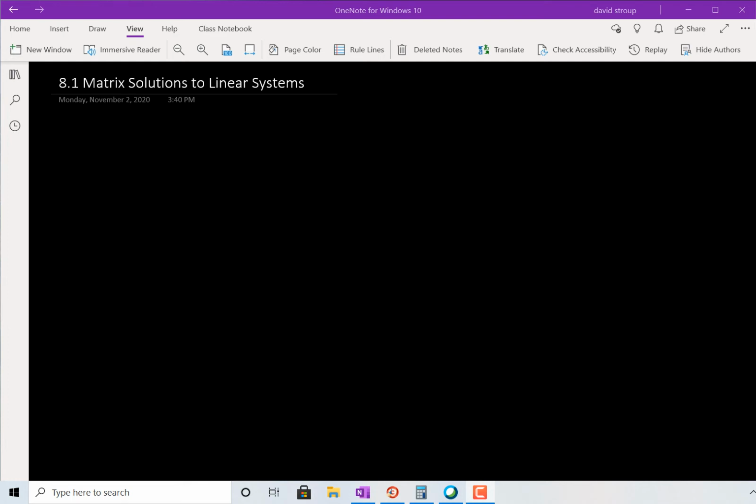Hey, welcome back. This is College Algebra 8.1 Matrix Solutions to Linear Systems. And what is this? It is a way of handling big systems of equations.